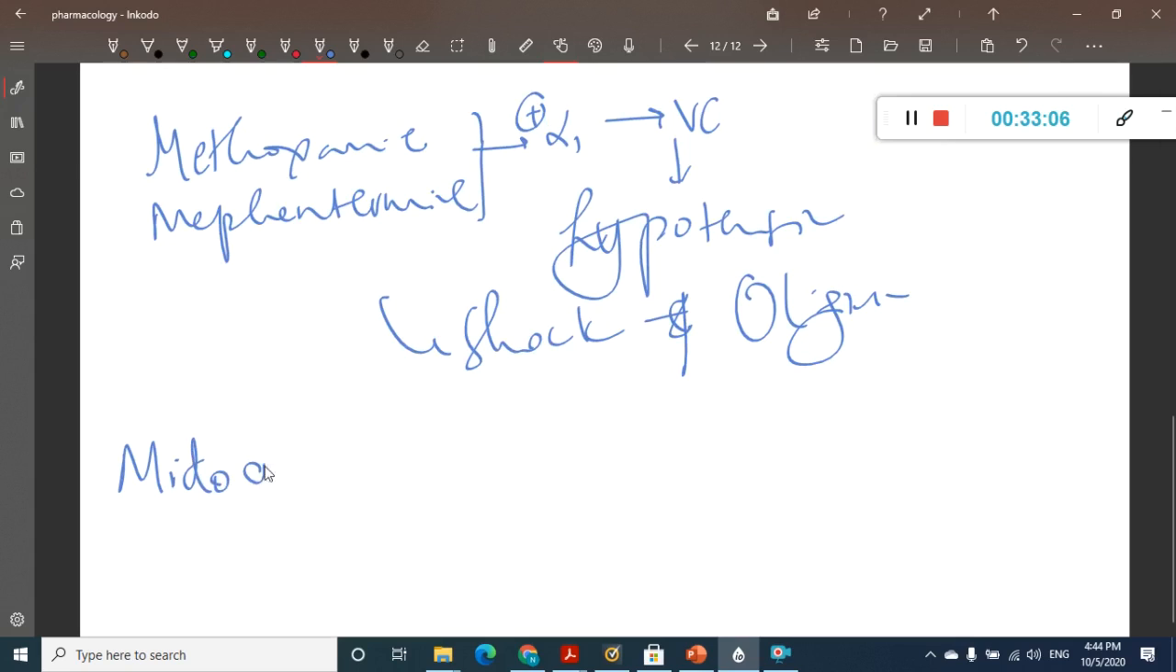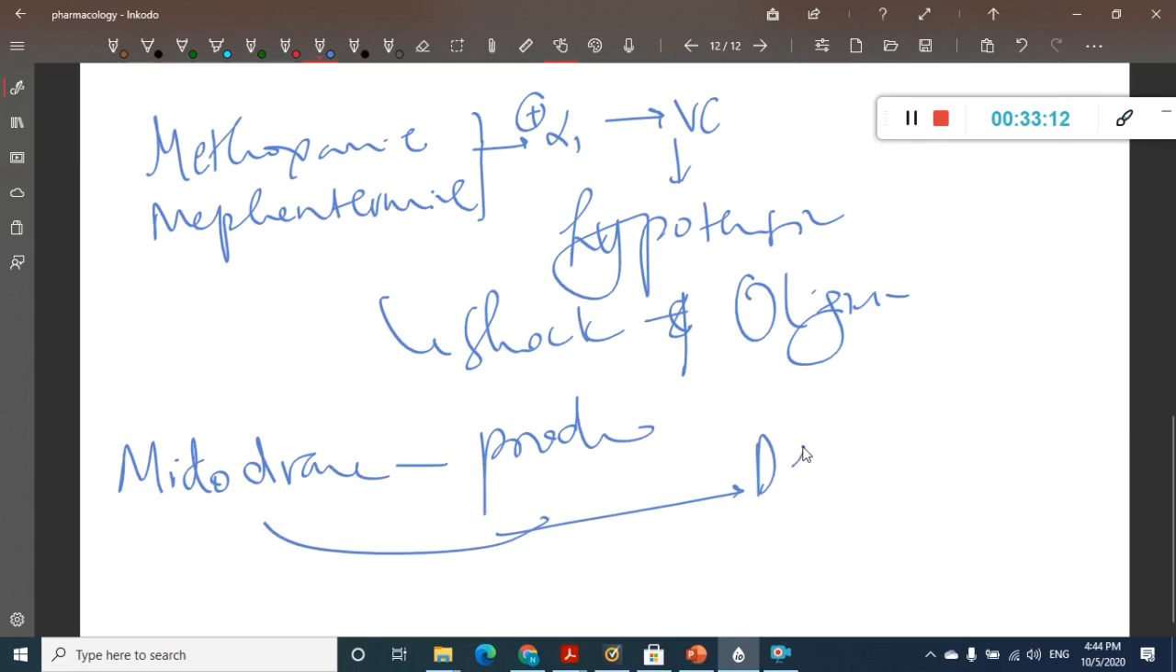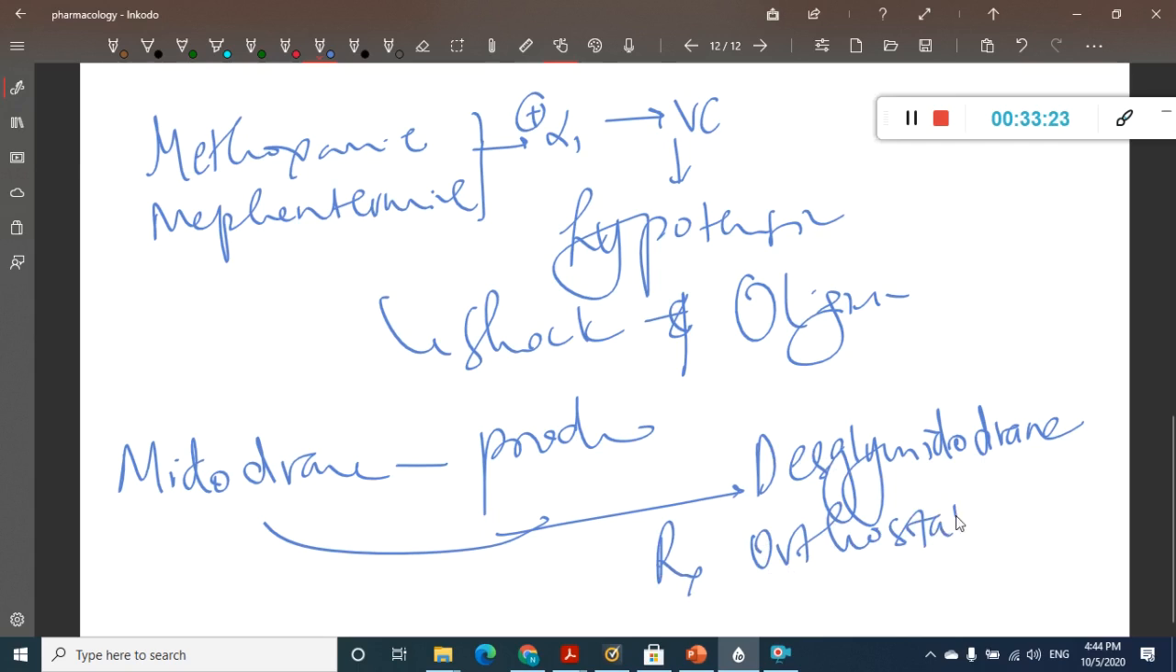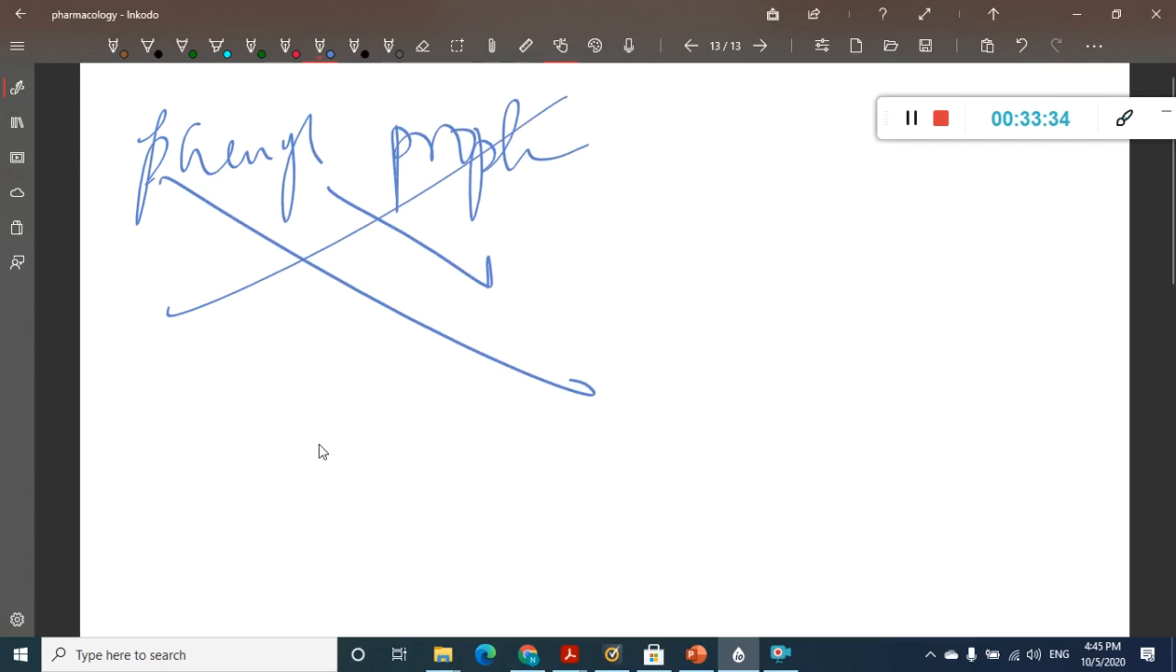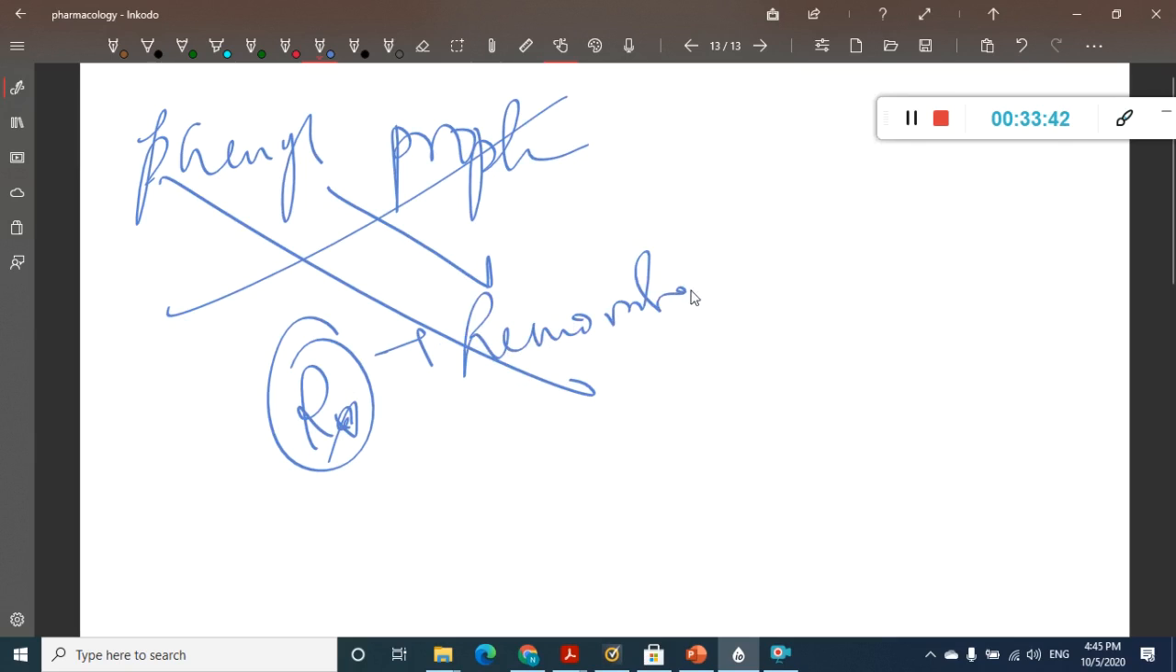Then we have one more drug which is called midodrine. This midodrine is actually a prodrug. Midodrine gets converted to desglymidodrine, and it is used in the treatment of orthostatic hypotension. Okay. Then the last drug which is a non-catecholamine is phenylpropanolamine. Actually, this phenylpropanolamine is banned. Why is it banned? The reason for it being banned is because it has an increased risk of hemorrhagic stroke.